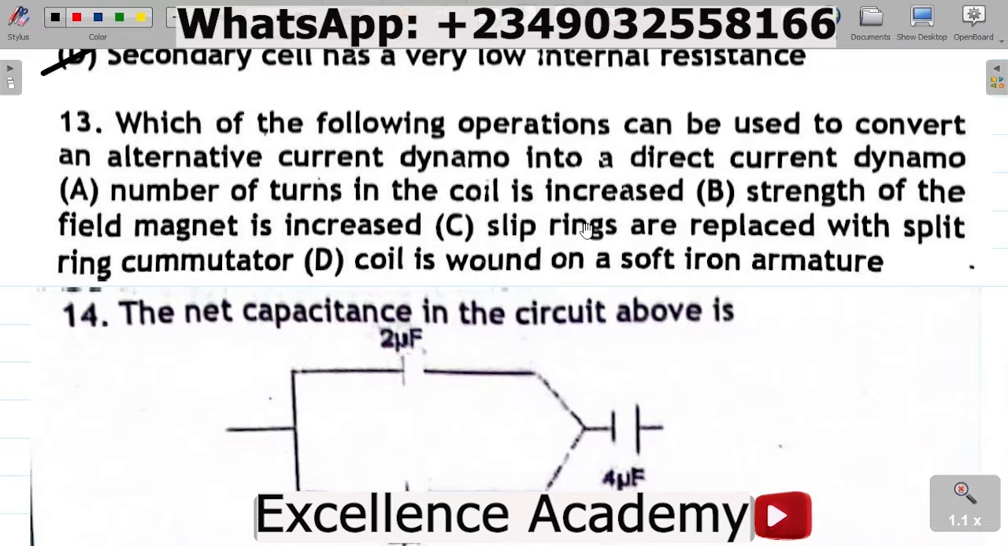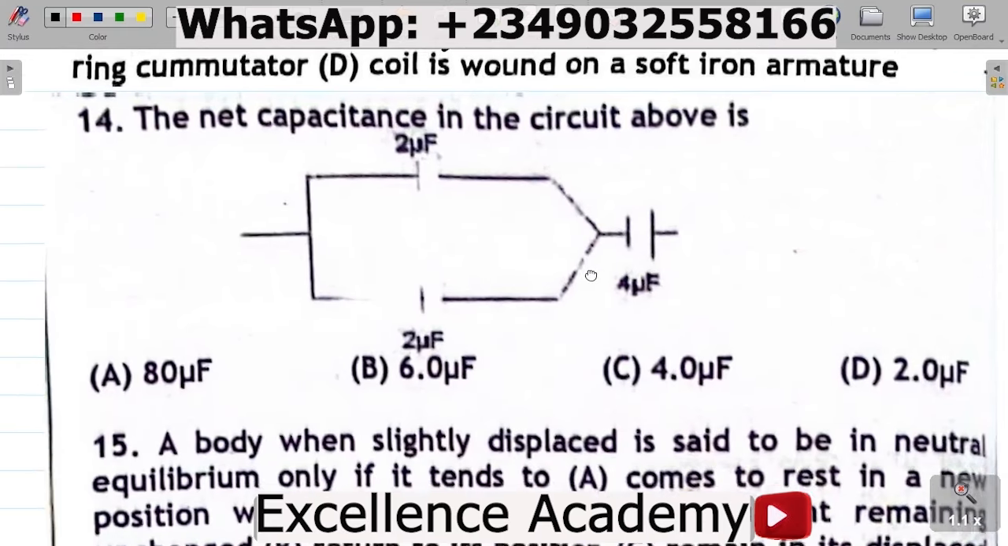Now, this question here is under DC generators. Here's something to note. A DC generator is one in which its current is allowed to flow in one direction, even though it may vary in value. Meanwhile, an AC generator can only be made to produce a DC by replacing two slip rings with a single split ring or commutator. So the answer here would be option C. The slip rings are replaced with split ring commutator. That is the correct option.